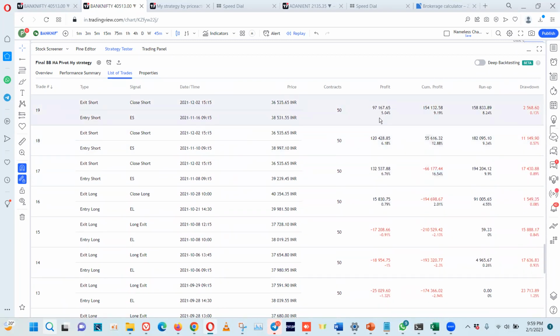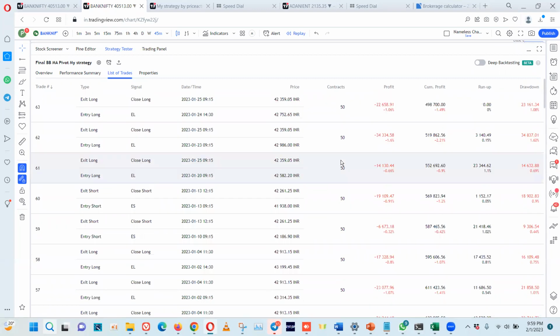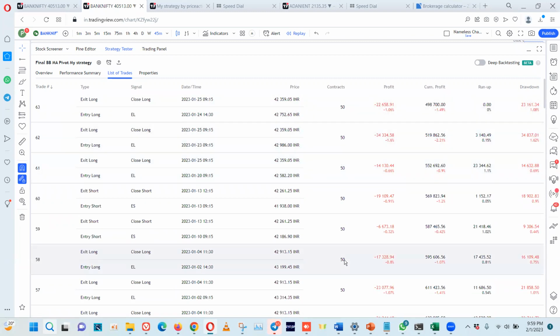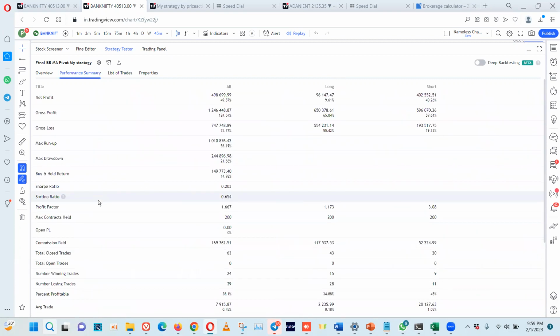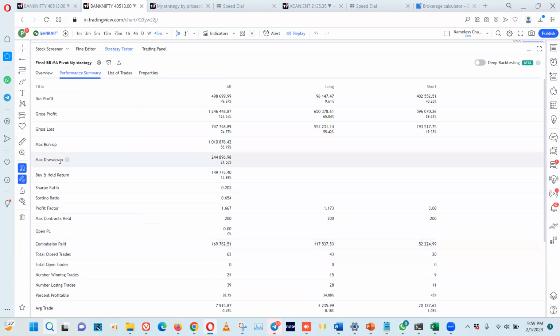This is all single lots. 2 lots. This is 2 lots. The number of contracts is written here. We can change that quantity. In performance, we can see the maximum drawdown here was 2,44,000. So we have to keep capital accordingly.